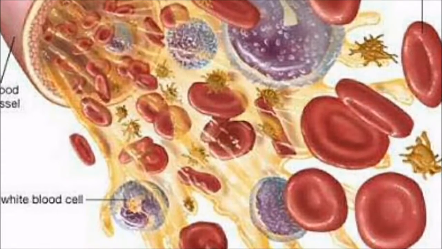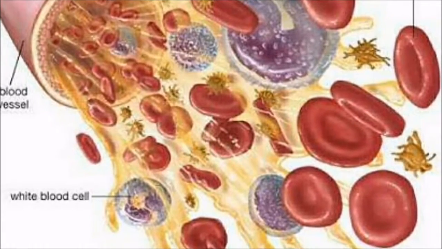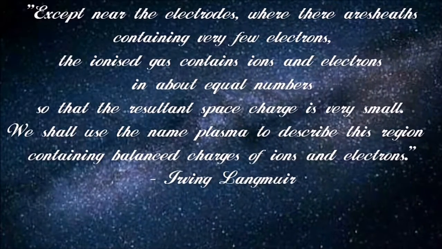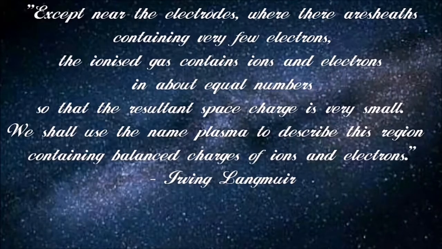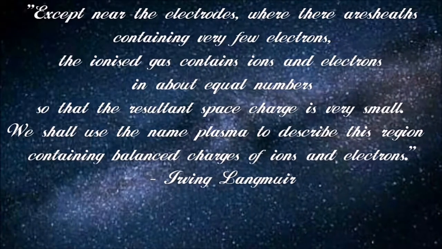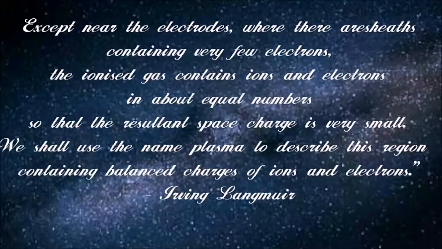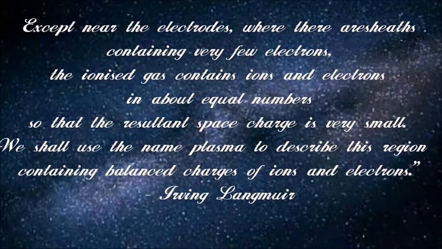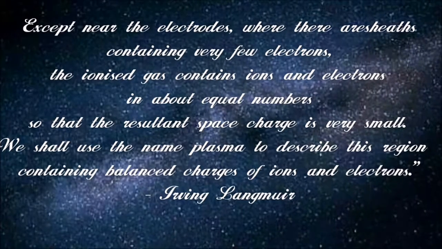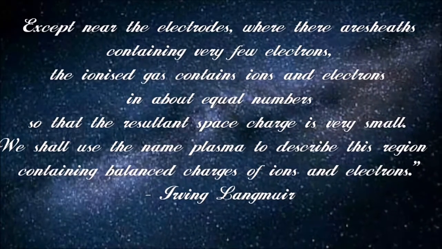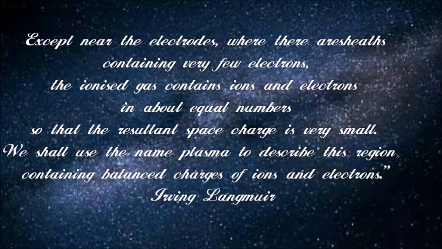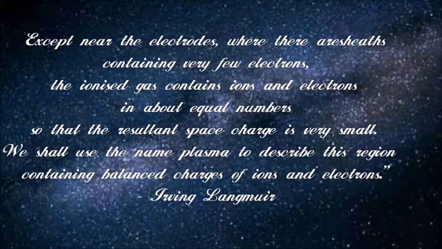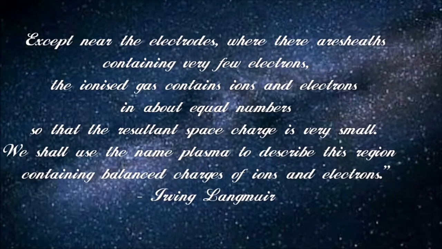Langmuir described the plasma he observed as follows. Except near the electrodes, where there are sheaths containing very few electrons, the ionized gas contains ions and electrons in about equal numbers, so that the resultant space charge is very small. We shall use the name plasma to describe this region containing balanced charges of ions and electrons.